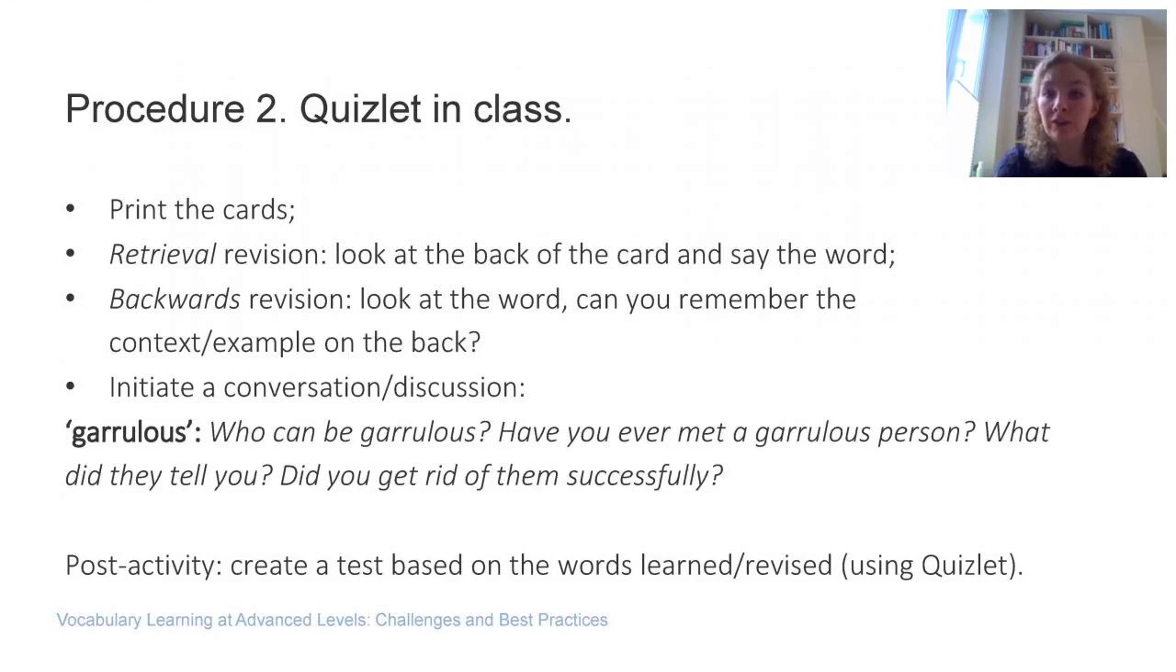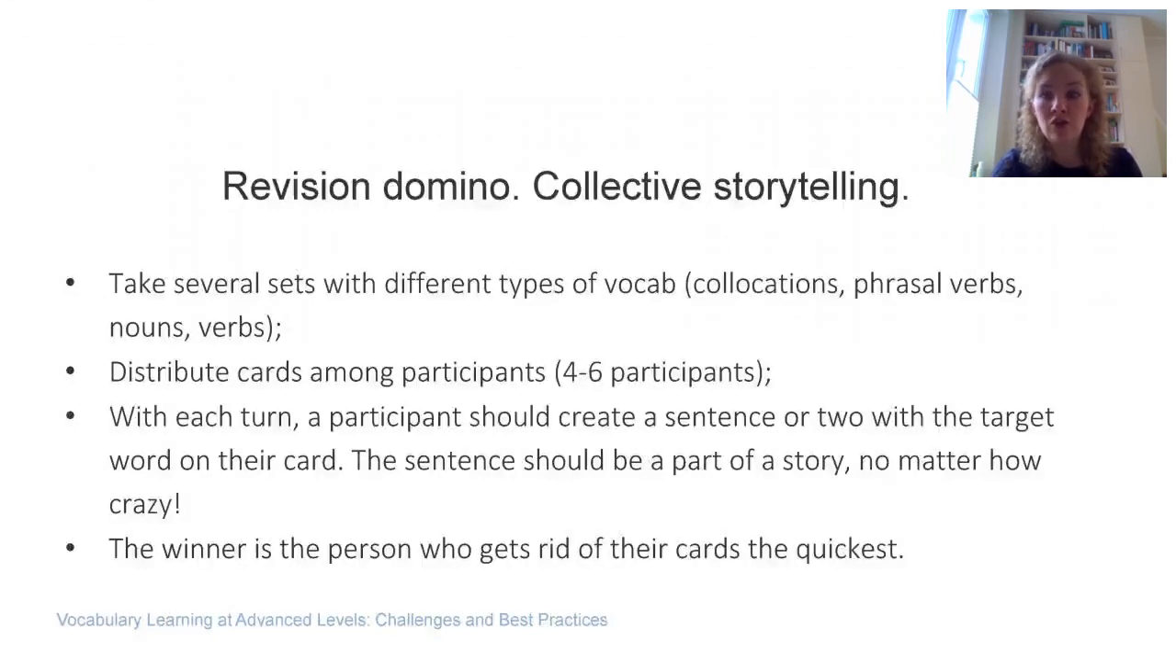And one of my favorite things, I tried it out when I studied at NILE, Norwich Institute for Language Education. I learned this activity there. I call it revision domino, collective storytelling. You take several sets with different types of vocab: collocations, phrasal verbs, nouns, verbs. You distribute cards among participants. The best number is 4 to 6.